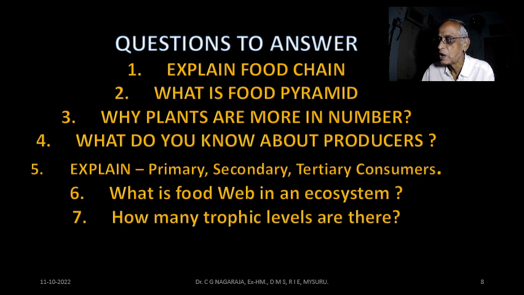What do you know about producers? Why are plants called producers? Try to explain that. Explain what is primary consumer, secondary consumer, and tertiary consumer. You try to explain that. What is food web in an ecosystem? Please think of food chains. Several food chains are linked together for the sake of food, and that you call the food web. How many trophic levels are there in the ecosystem? Try to remember the 5 types of trophic levels in the ecosystem.